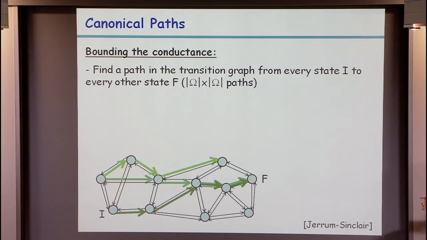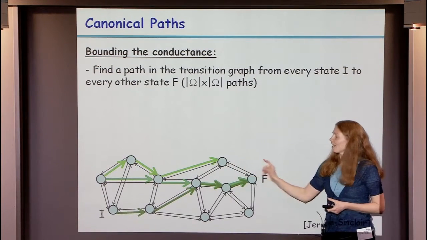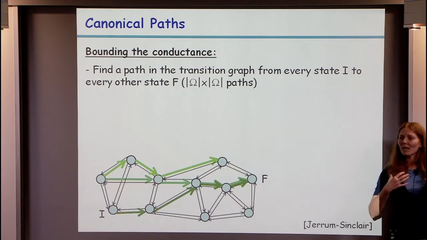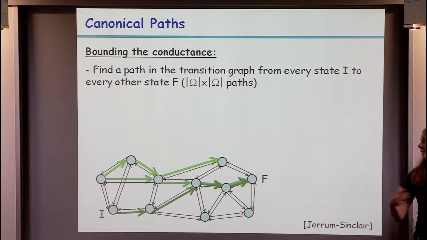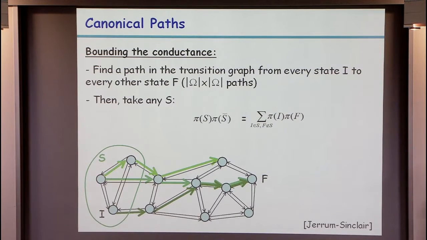Well, in a way, the conductance is telling me how much probability mass I can get from a set S to outside. And now with canonical paths, if I am going to send a good amount of volume from I to F, then I will know that I will be upper bounded by the conductance, and therefore the canonical paths will provide a lower bound on the conductance.